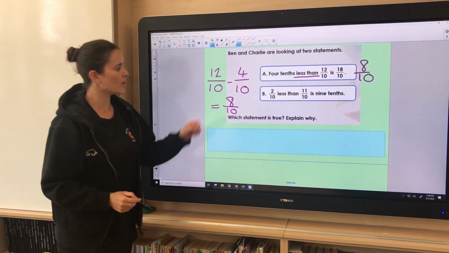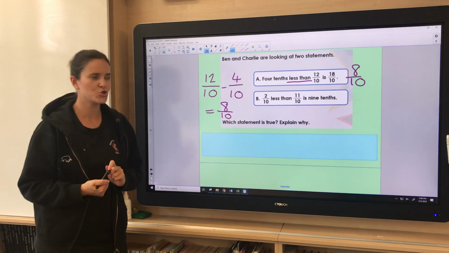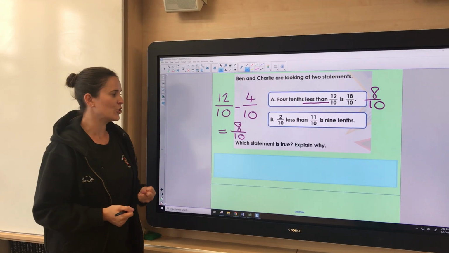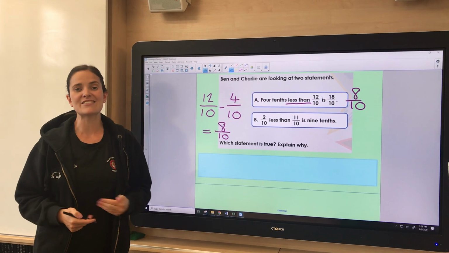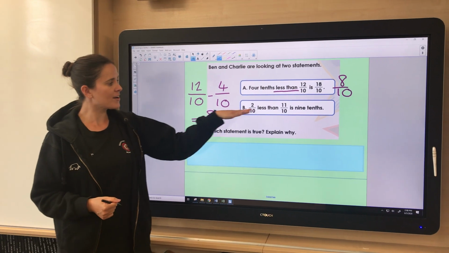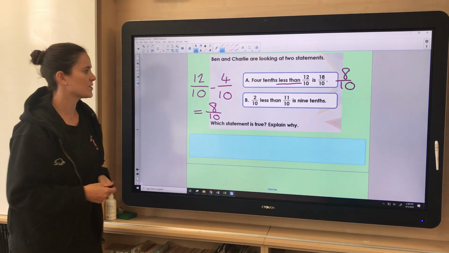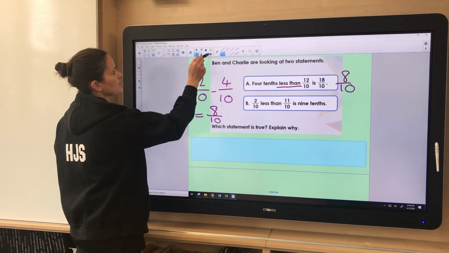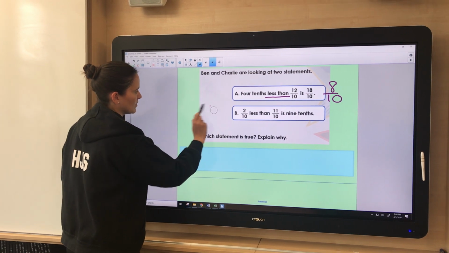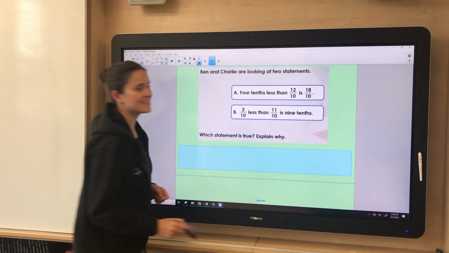So we know that statement A is false. It is not true. That doesn't mean we automatically assume that statement B is true. Could be a trick question. We've got to do the working out for statement B as well, just to make sure. So, I just get rid of this working out here. We can have a look at statement B.